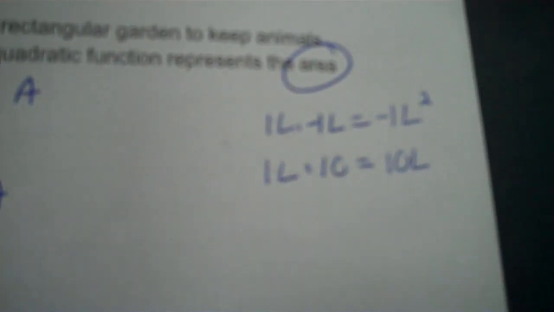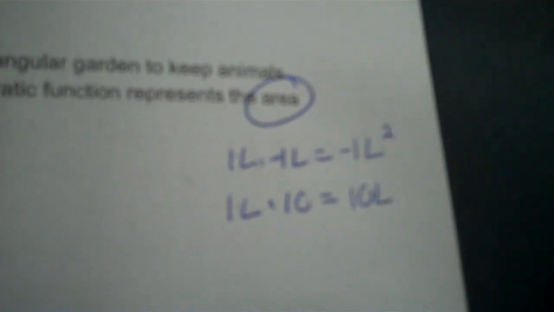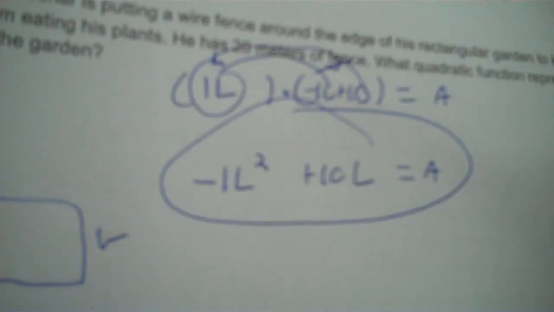These cannot be combined. An L to the second and an L are not like terms. Come over here and you write negative 1L to the second. You just keep them separated, plus 10L, and problem solved. Okay, I'm going to do another one just like it.